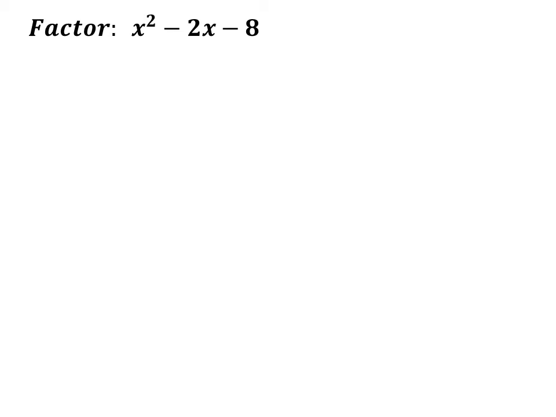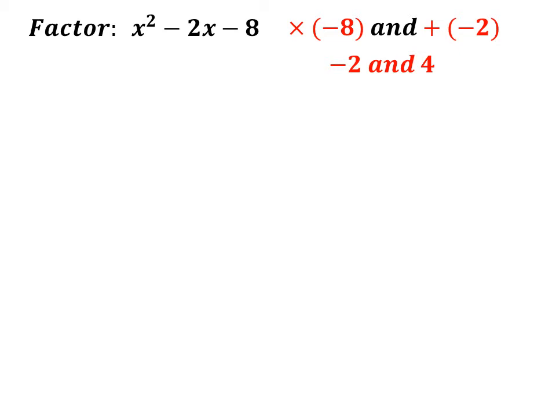Alright, now we're going to factor x squared minus 2x minus 8. Here, our constant term is negative. That means that we're looking for one negative number and one positive number in our answer. So we're looking for two numbers we multiply together to get negative 8, that we add together to get negative 2.